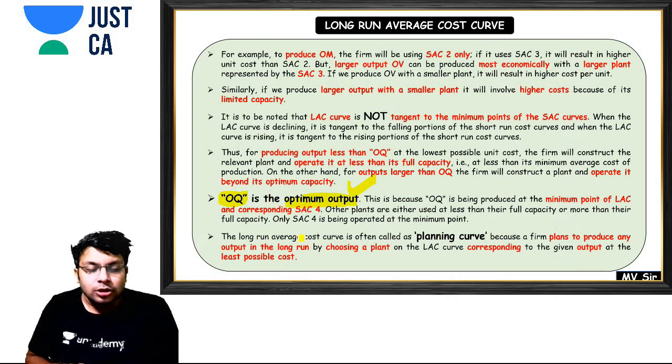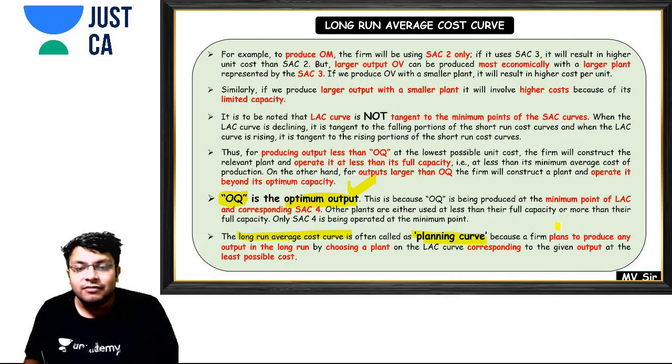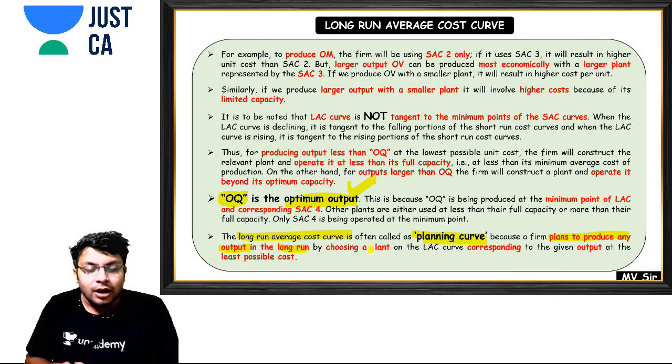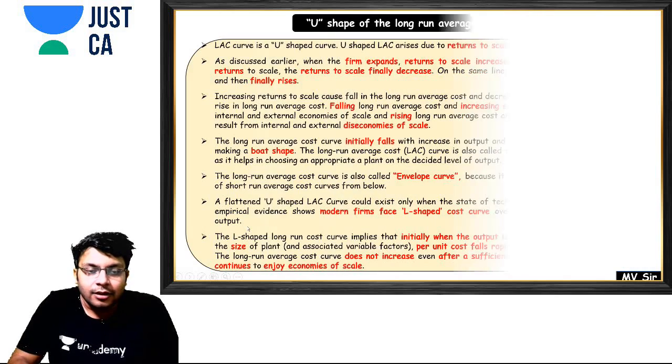We also call the long run average cost curve the planning curve, because a firm plans to produce any output in the long run by choosing a plant on the LAC curve corresponding to the given output at the least possible cost. Okay, chaliye.